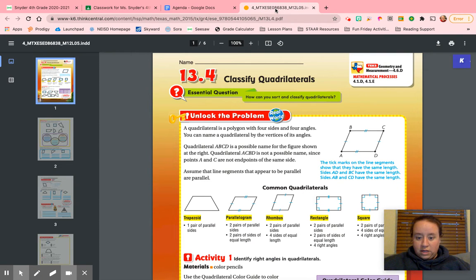So, we started in math with finishing the section on quadrilaterals. When we classify quadrilaterals, we are grouping them and saying, okay, these things have the same attributes, so let's put them in a category together.